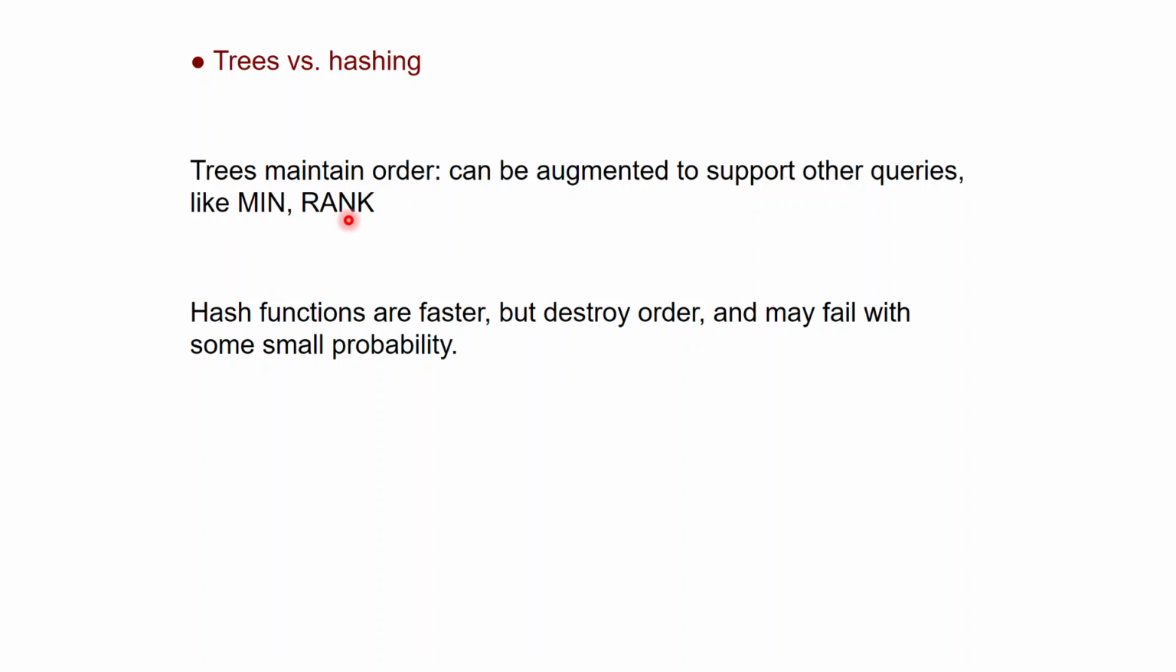Also, you have a bit more control of what's going on. So it is possible to optimize trees, for example, for disk operations. Some of those variants which I mentioned, like B trees, do that.